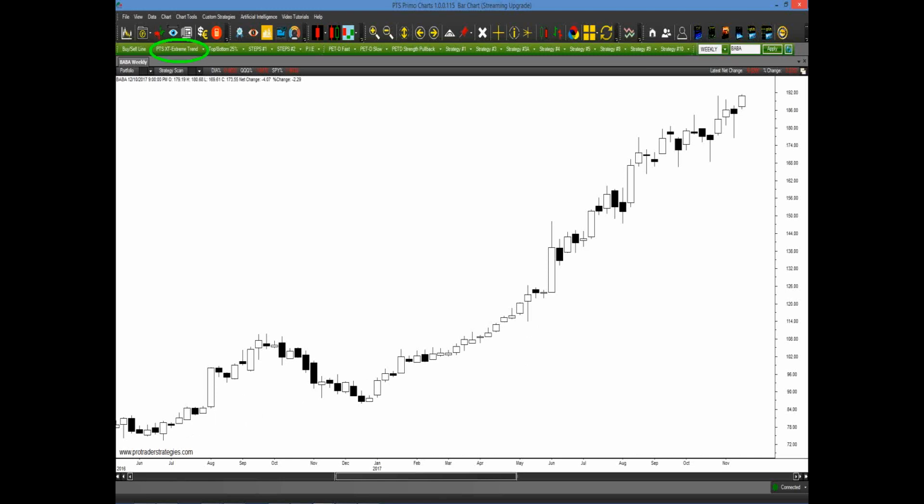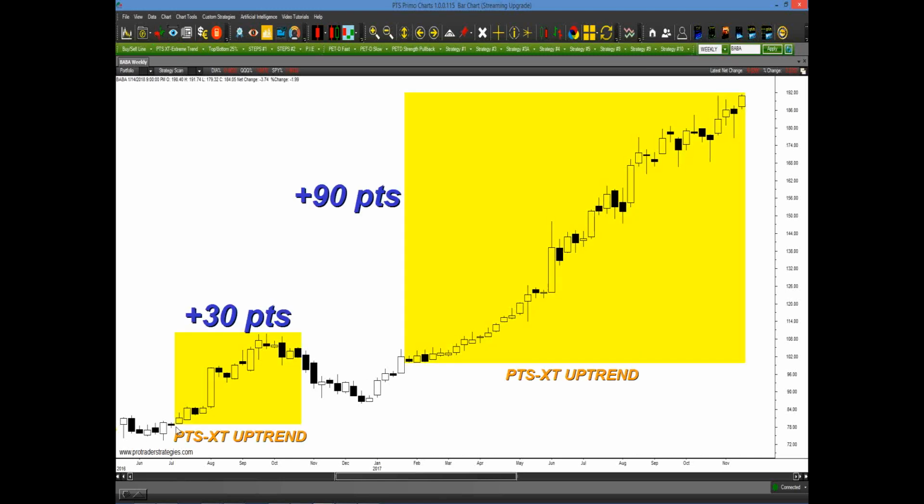Click on the Extreme Trend tab. Right here in July of 2016, you potentially could have captured 30 points. Then it would have kept you out of this congestion, out of this chop. And then in February of 2017, roughly 3 years ago, you had a buy signal generated using the extreme indicator, and you could have potentially captured 90 points coming into 2018. Once again, you would have avoided this congestion because there were no zones, no blocks.